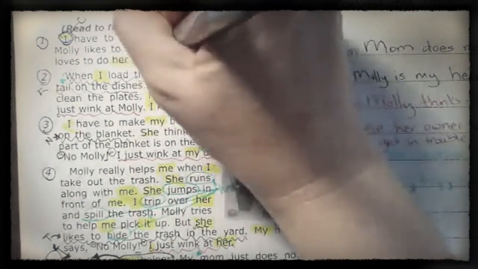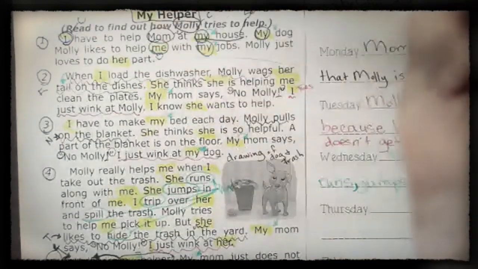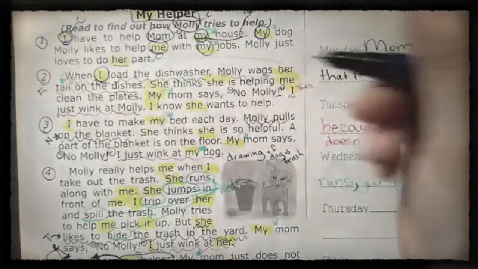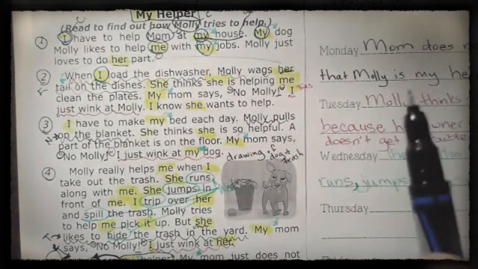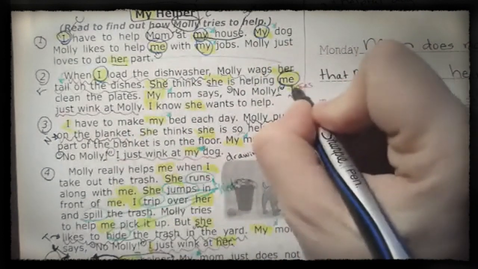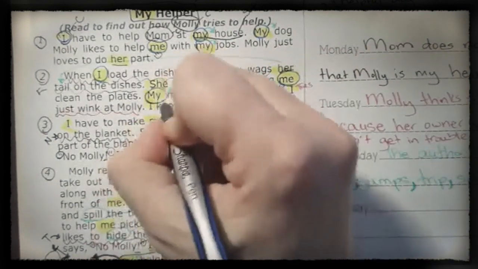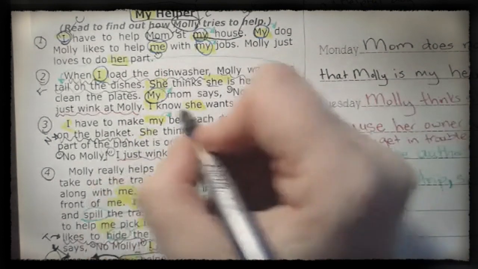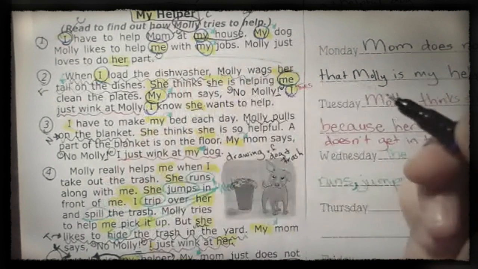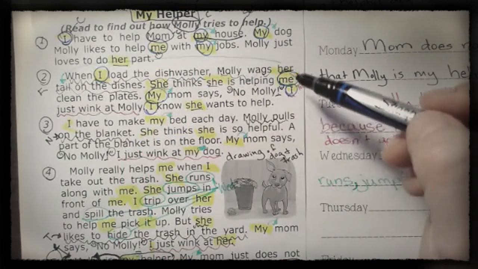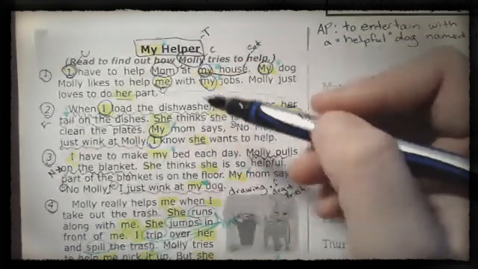Okay, I, like in the first sentence, I have to help out at my dog likes to help me with my jobs. Just now there's a her here. When I load the dishwasher, Molly wags, there's a her and a she and a she and a me, my, I, there's a she.